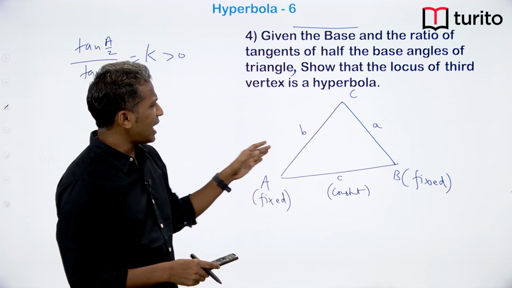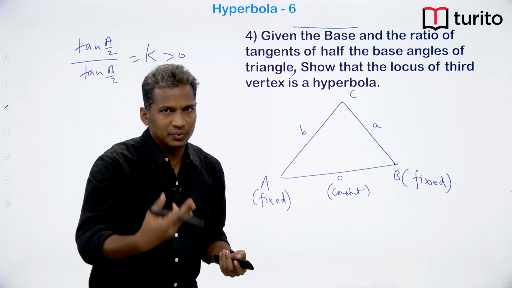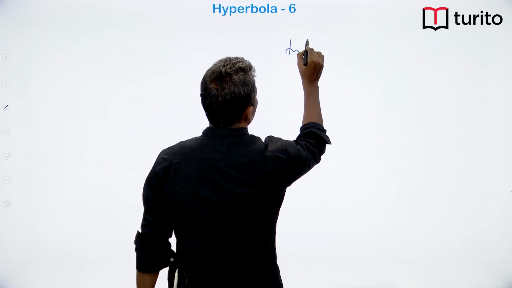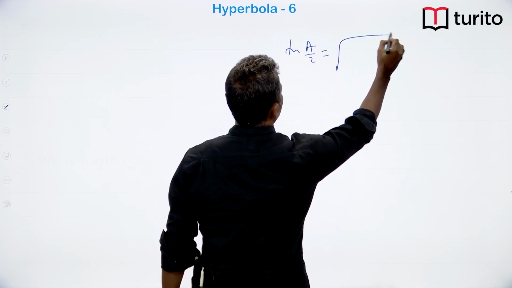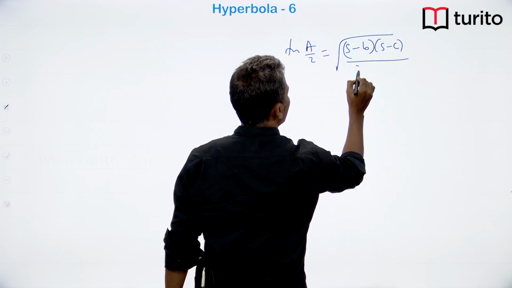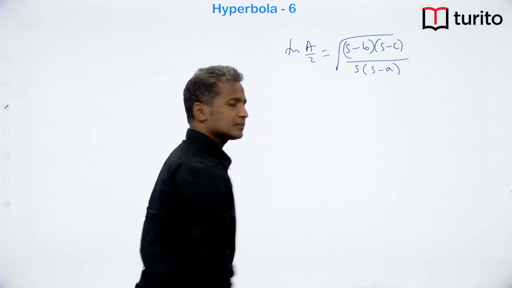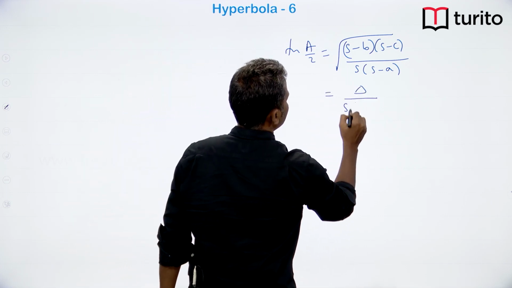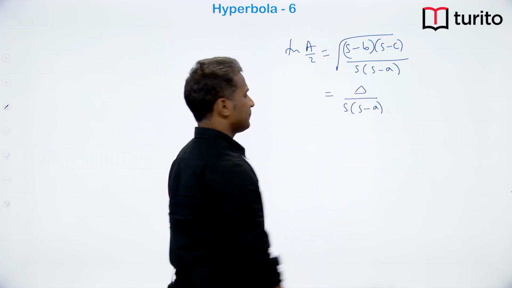Now, how do we get tan A by 2 and tan B by 2? Do you remember any formulae? Of course, you need to remember that tan A by 2 can be written this way: root of (s minus b)(s minus c) by s(s minus a), or we can also write this as delta by s(s minus a), right?